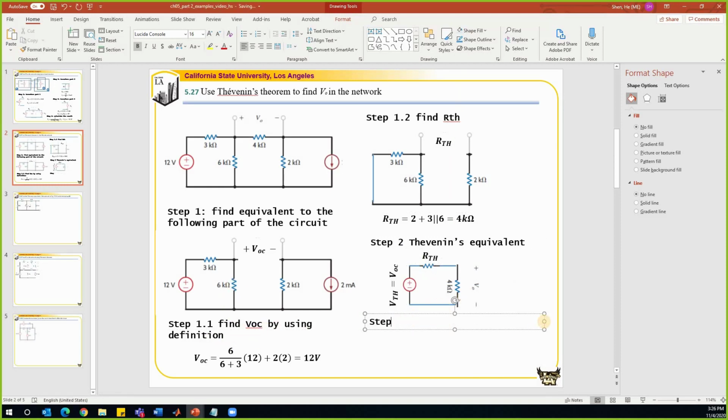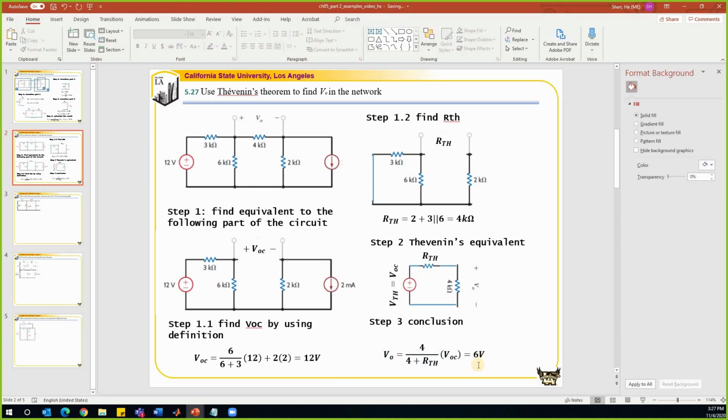We will use the voltage division to find VO. VO is equal to 4 over 4 plus RTH times the total voltage VOC. You can also call it a VTH. That's the same. So VOC we found is equal to 12. Now it's half of that, it becomes 6 volts. So this is how we solve this problem by using Thevenin's equivalent.